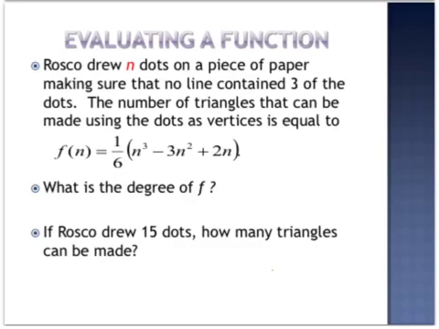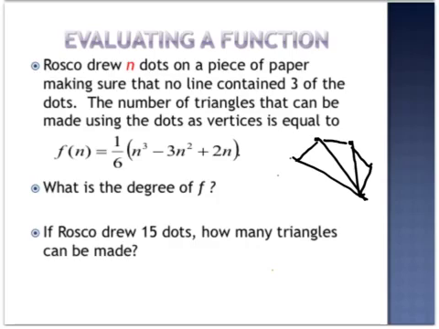So here we have a quick example of just evaluating the function. In this problem, you see that Roscoe is drawing n dots on a piece of paper, making sure that no line contains 3 of the dots. The number of triangles that can be made using the dots as vertices is equal to this equation. And kind of just an idea for what he's doing. Here's a dot, here's a dot, here's a dot, here's a dot. He is just trying to draw triangles and see how many triangles he can get in a sense. So, and we keep adding the dots, and the actual number of triangles adds up as well.